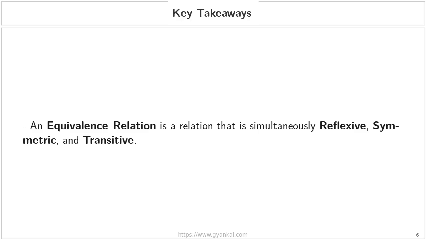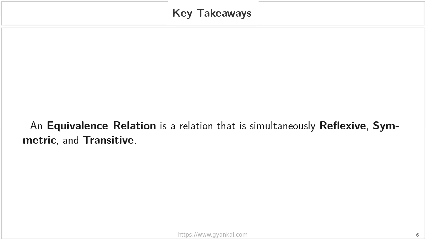Key takeaways. To wrap everything up, let's go through the key takeaways from this lesson to ensure you have a solid grasp of the concept. First, as we have discussed throughout the presentation, an equivalence relation is a relation that is simultaneously reflexive, symmetric, and transitive. Remember, as we noted in our common mistakes slide, you cannot skip any of these. All 3 must be present for the relation to qualify.